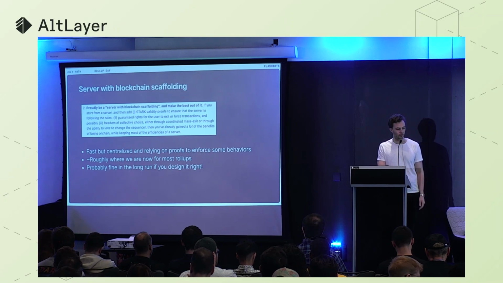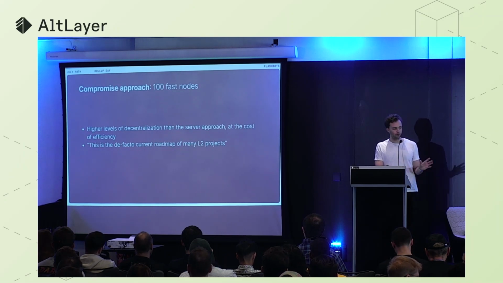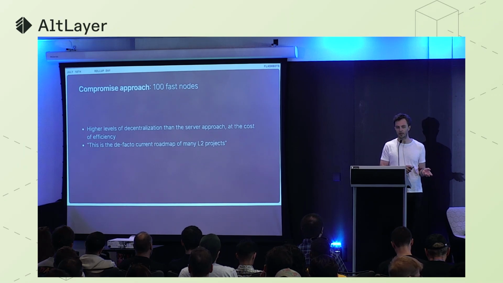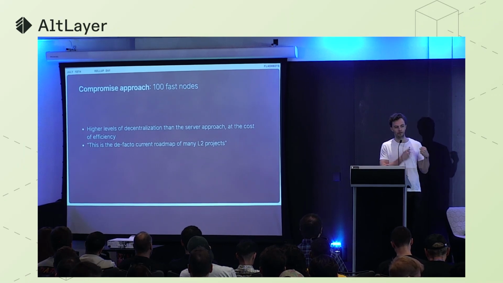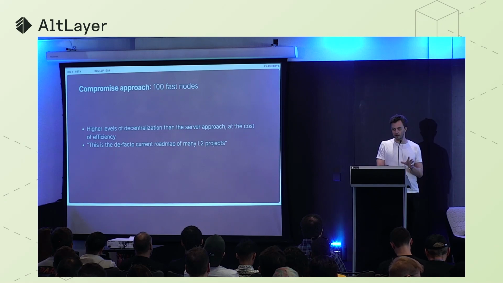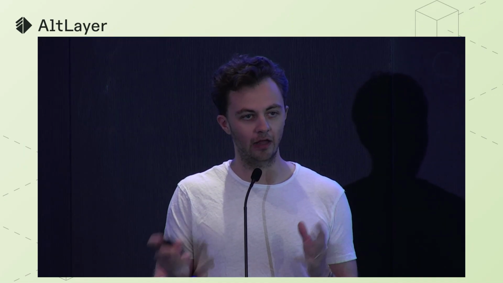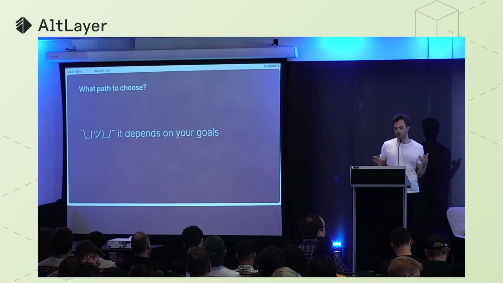if that is what you're optimizing for. Those are your goals. The compromise approach also sort of makes sense. There are some places where you don't want to be based, but you still don't want a single server, single party that controls the sequencer, and so you distribute that over a couple parties. You lose some efficiency here because that's the cost of decentralization, and it's kind of what Vitalik in this quote here thinks is the de facto roadmap of many L2 projects at the moment, and this also makes sense. And so my path to choose for everybody is sort of, it depends on what your goals are.